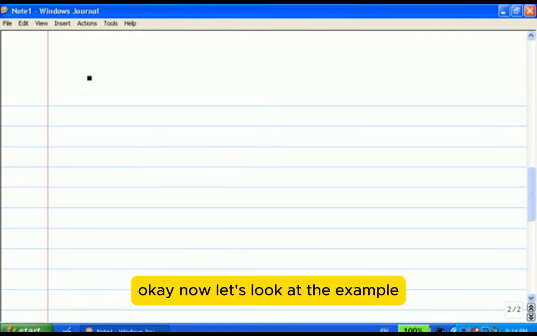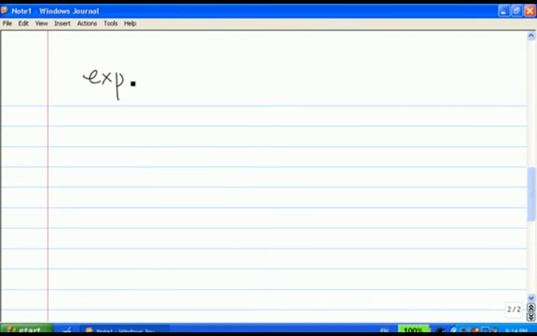Now let's look at an example. We want to find the linearization.